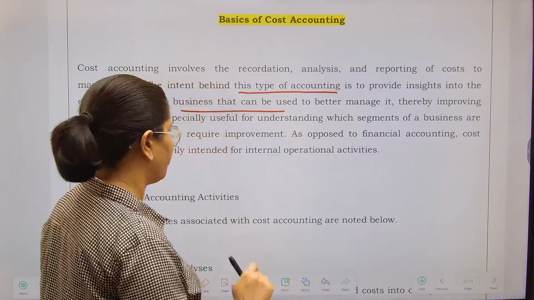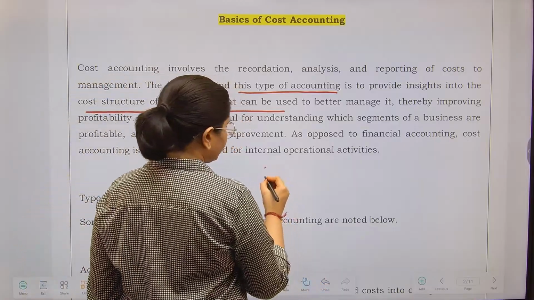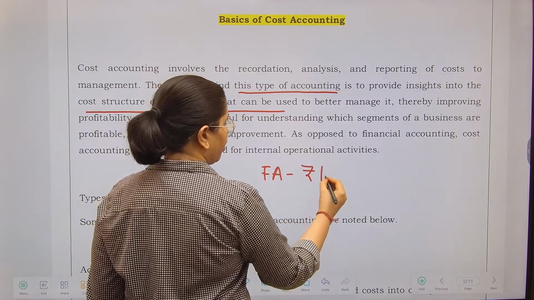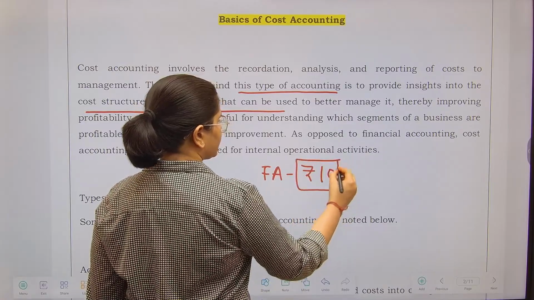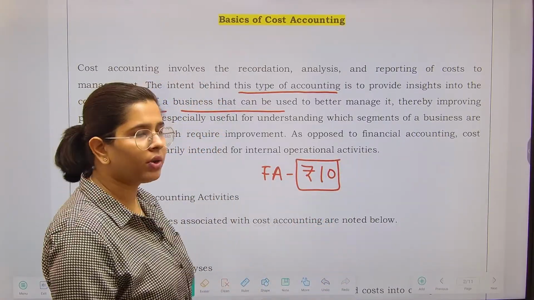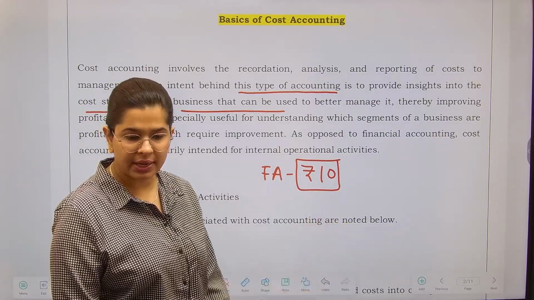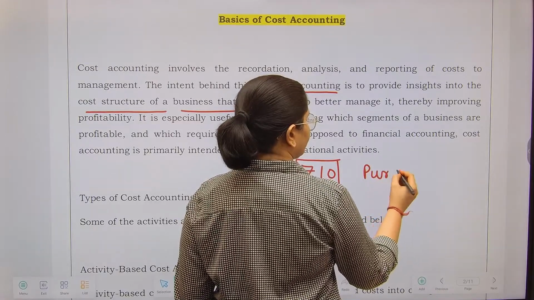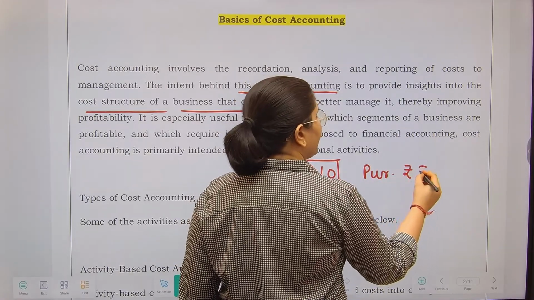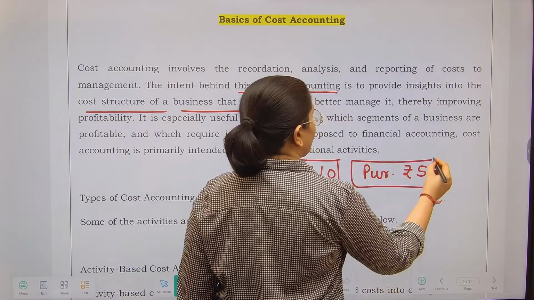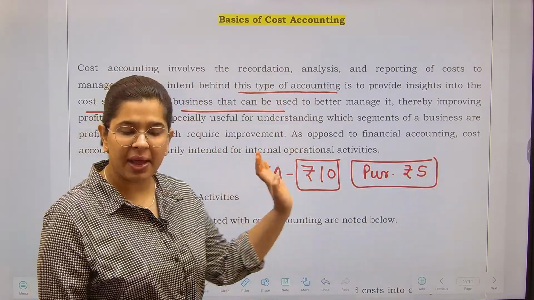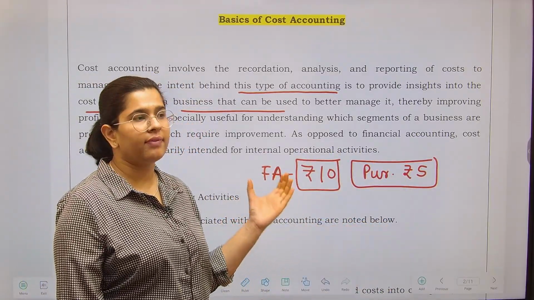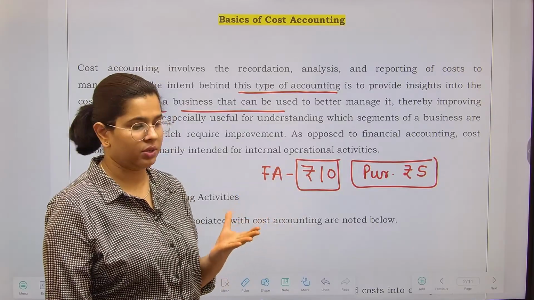For example, I'll tell you. Financial accounting deals with what? I am selling a 10 rupee biscuit packet. So financial accounting will record it as 10 rupees, right? And then the purchase cost of materials will be recorded at, say, 5 rupees, etc. It will record the cost, fine. But if I have 10 products like this, then financial accounting will show me a consolidated picture.